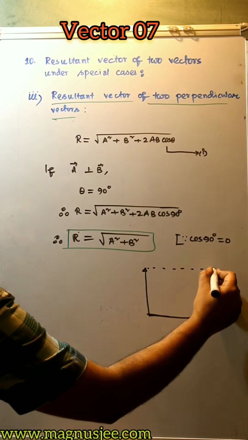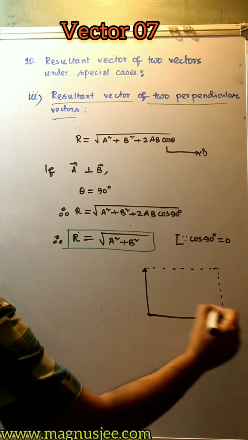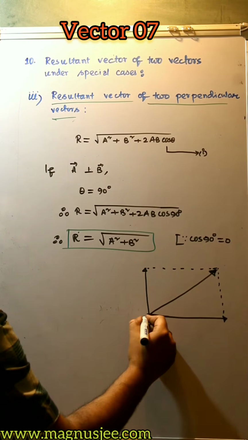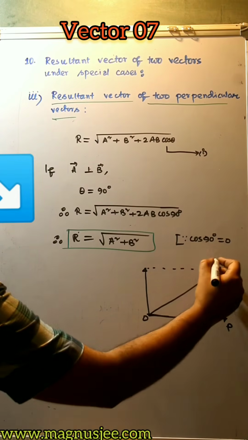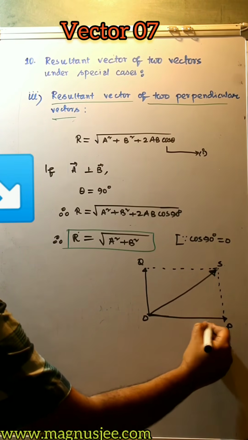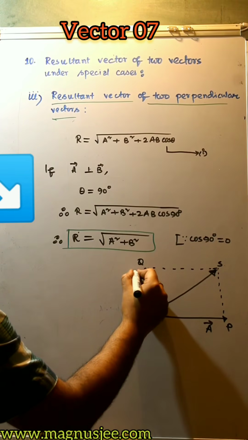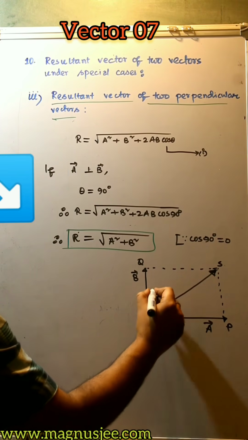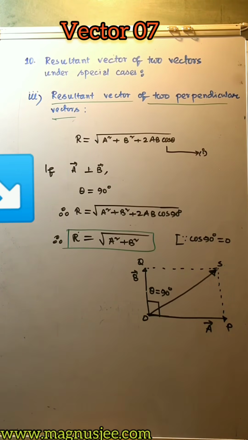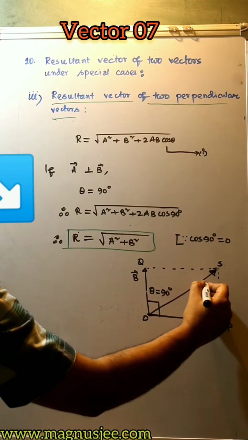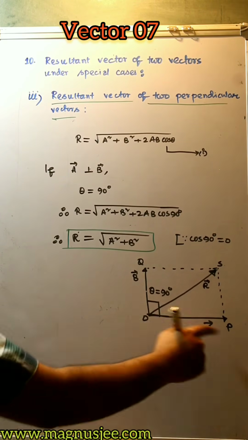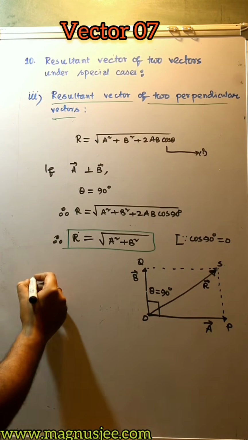Now if we draw a rectangle OPSQ, vector A is represented in magnitude and direction by the straight line OP, and vector B is represented in magnitude and direction by the straight line OQ. Theta equals 90 degrees. Vector A is perpendicular to vector B, and the resultant vector will be acting along the diagonal OS. Vector R is acting along the diagonal OS.